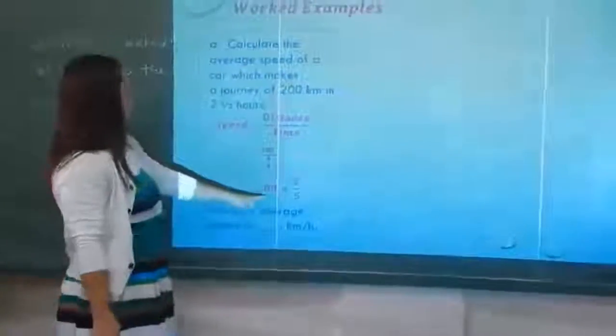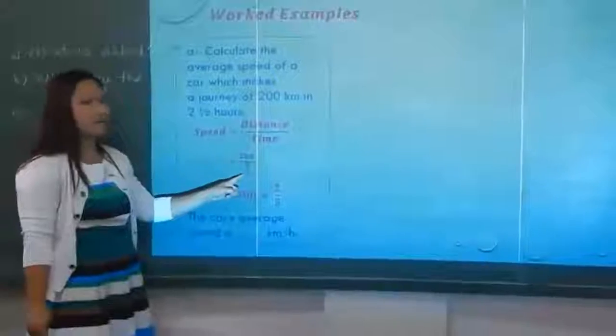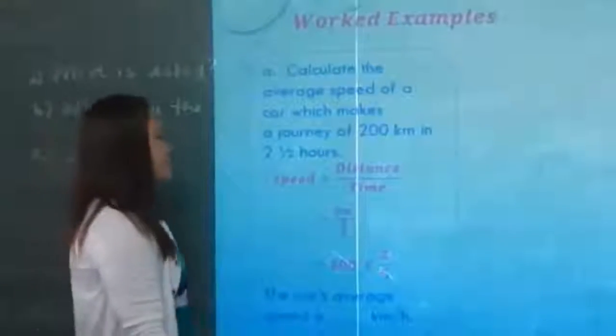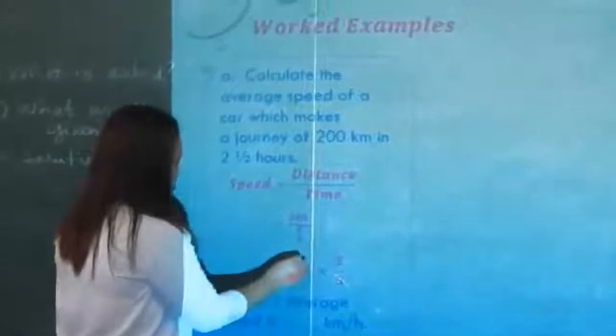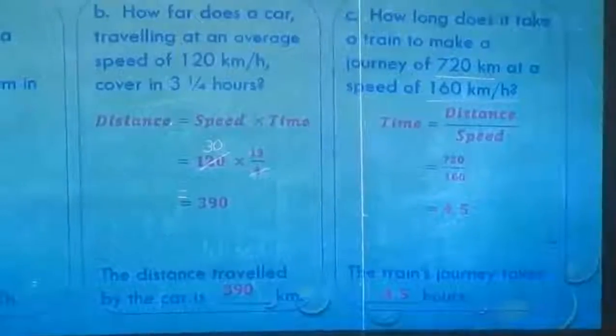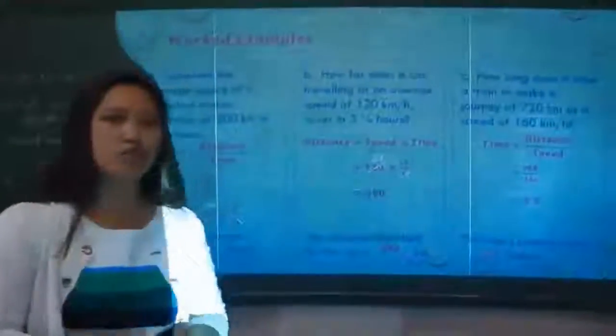By finding the speed, we have 200, and we get the reciprocal of 5 halves, which is 2 over 5. For this one, we can cancel 200 and 5. 200 divided by 5 gives us 40. So 40 times 2 gives us 80. It takes 4.5 hours for the train to go to its destination.